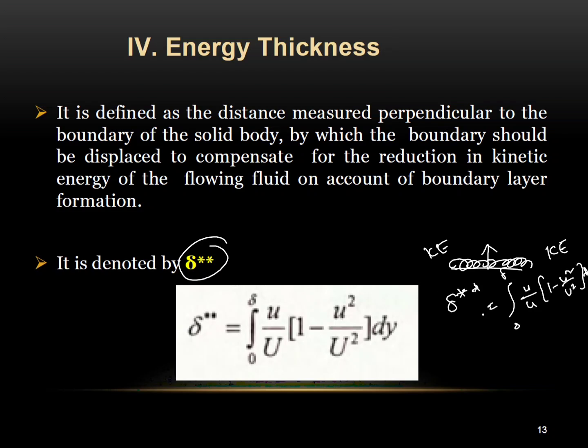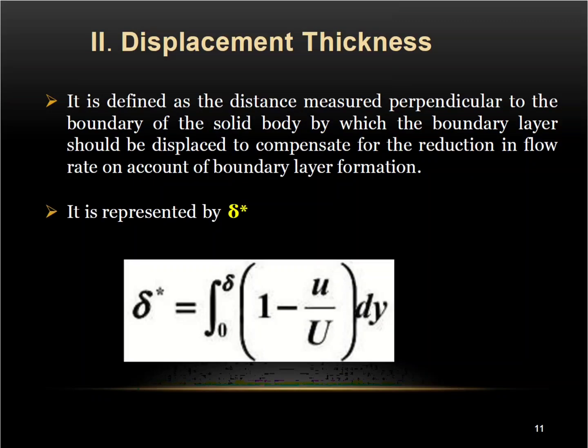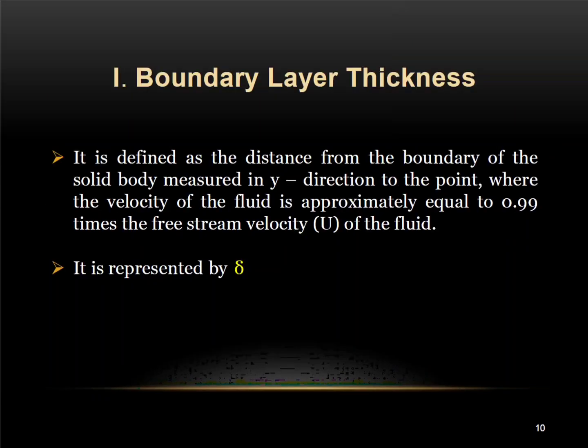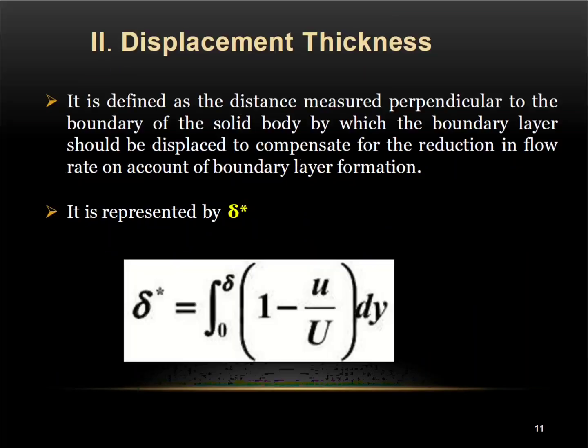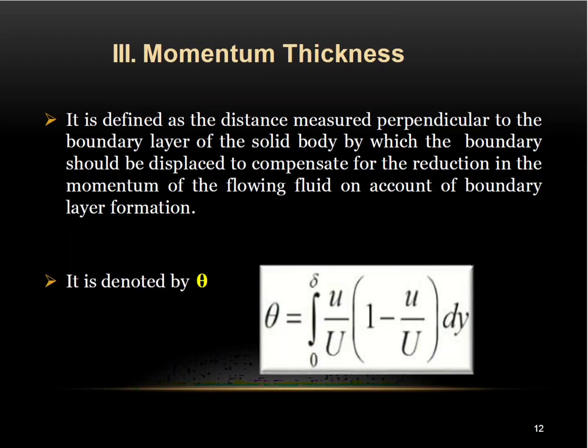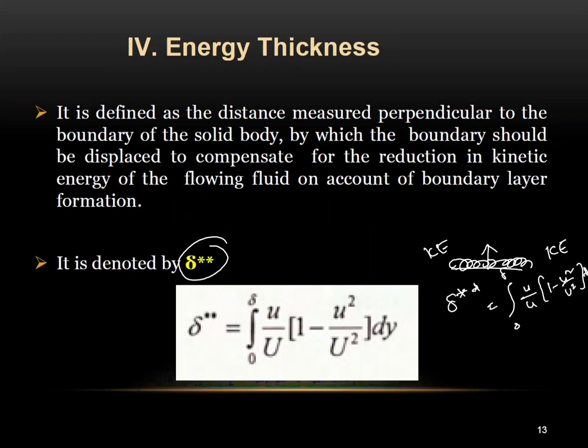So if you observe, all the formulae are related to each other and close to each other. It's quite easy to remember. So boundary layer thickness is the thickness where the velocity of the layer is 0.99 times the free stream velocity. Displacement thickness is compensating the rate of flow. Momentum thickness is compensating the momentum. Energy thickness is compensating the kinetic energy. So this is all about the various thicknesses related to boundary layer.